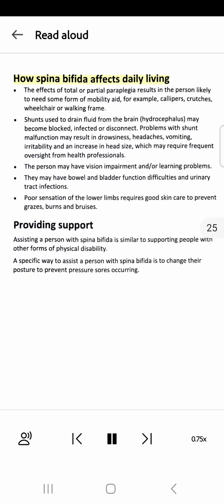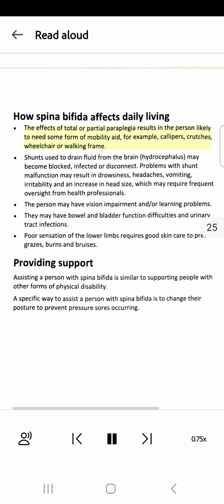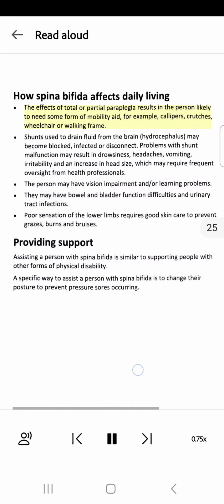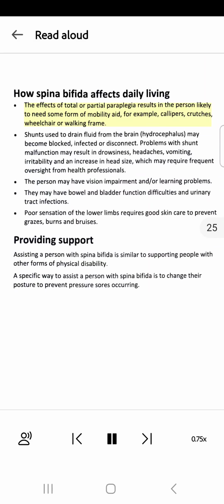How spina bifida affects daily living. The effects of total or partial paraplegia result in the person likely needing some form of mobility aid, for example, calipers, crutches, wheelchair or walking frame.